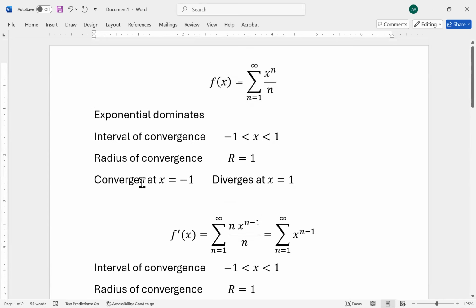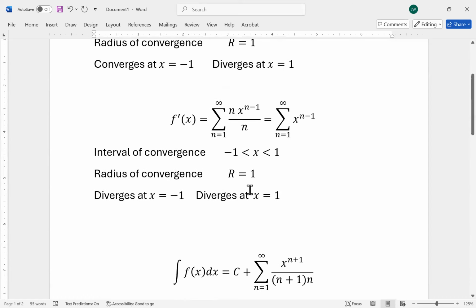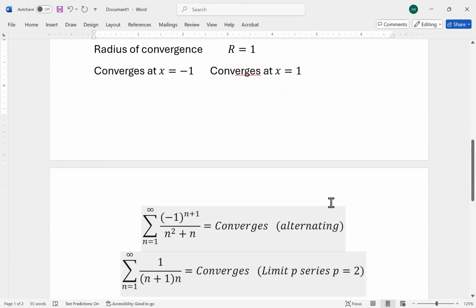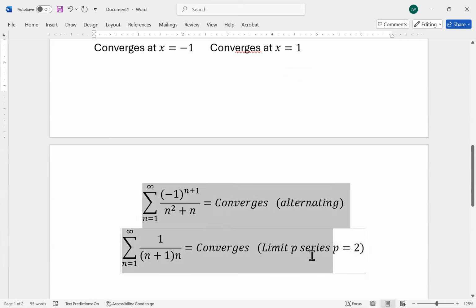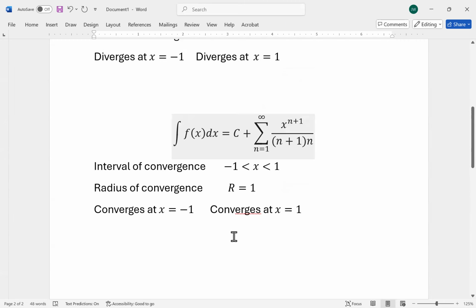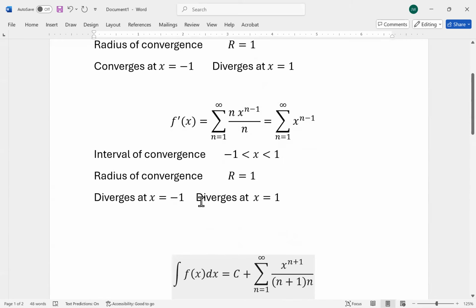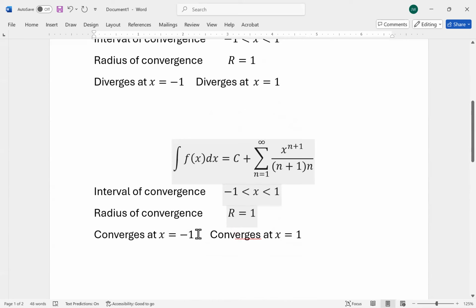Again, the original function, we had 1 converge, 1 diverge. The derivative, both diverged, and then the antiderivative, both converged. So there we go. But the point is, all of these 3 series had the same interval and radius of convergence. Just what happened at the endpoints was a little bit different. That's the only difference.